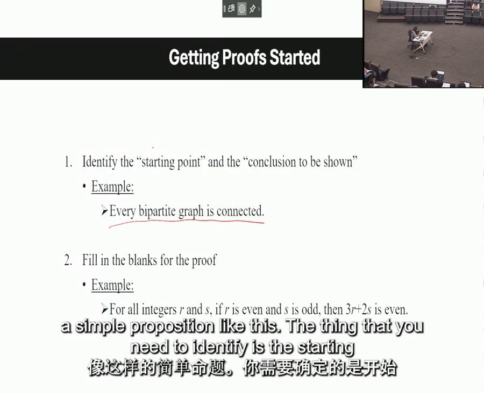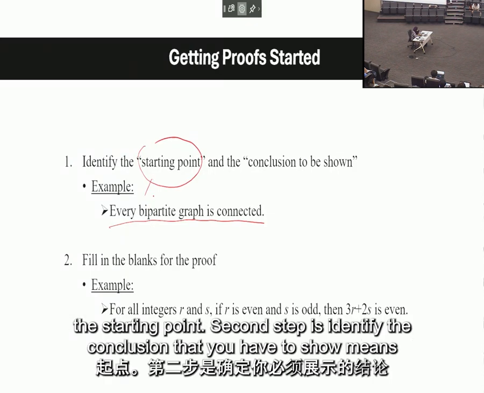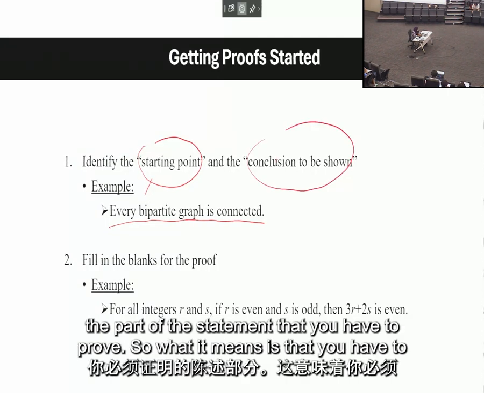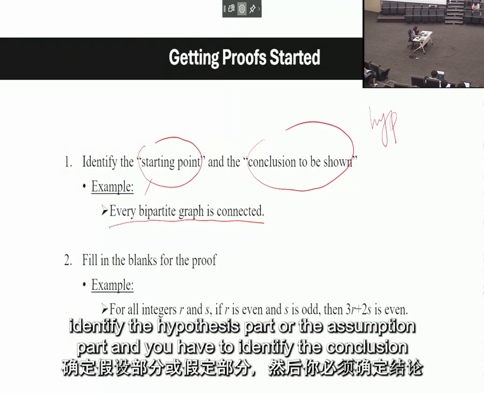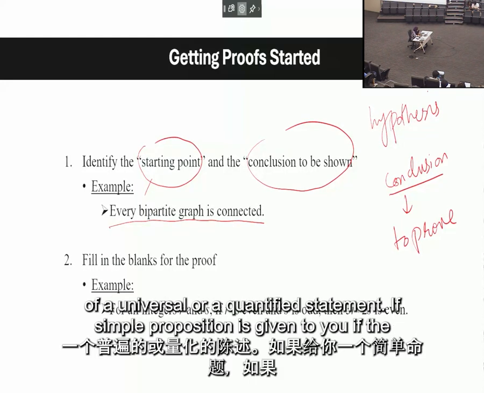The thing that you need to identify is the starting point. In this type of statement given to you that you have to prove, the first step is to identify the starting point. The second step is to identify the conclusion that you have to show, meaning the part of the statement that you have to prove. So you have to identify the hypothesis part or the assumption part, and you have to identify the conclusion or the part that you have to prove.